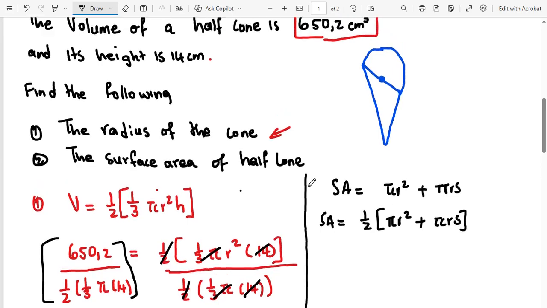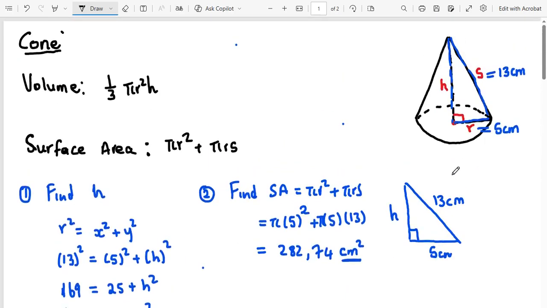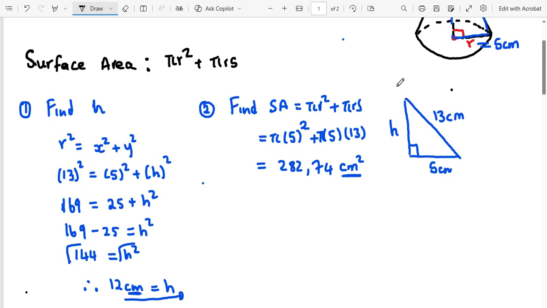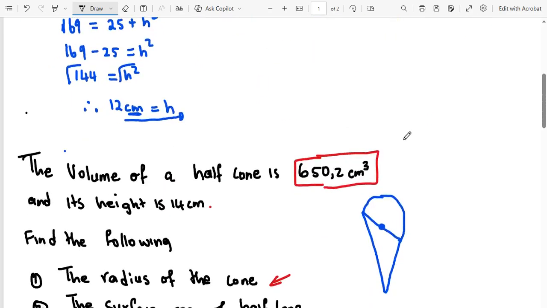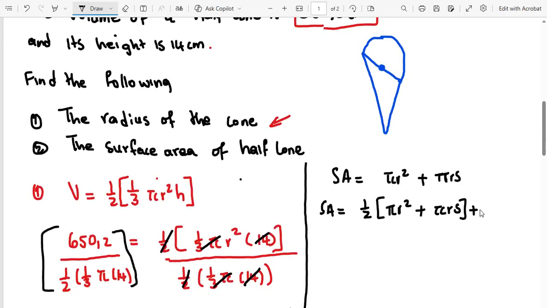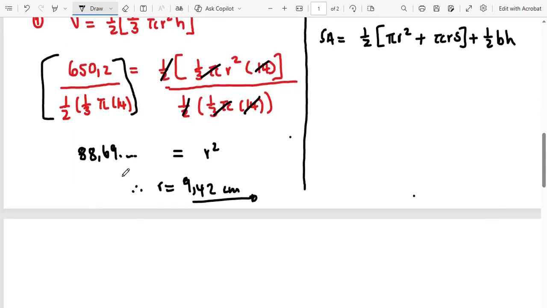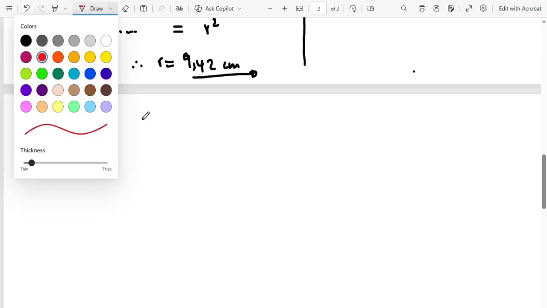But remember, when you cut a cone, this is how the cone looks like. It looks like this. When you cut a cone into two halves, what are you doing? You are adding the area of a triangle. Let me explain this. We're going to add the area of a triangle, which is half base times height. Let me explain why. Because cutting a cone in half creates a new flat surface that wasn't exposed before. So maybe I can show you the drawing, how the new one looks like.